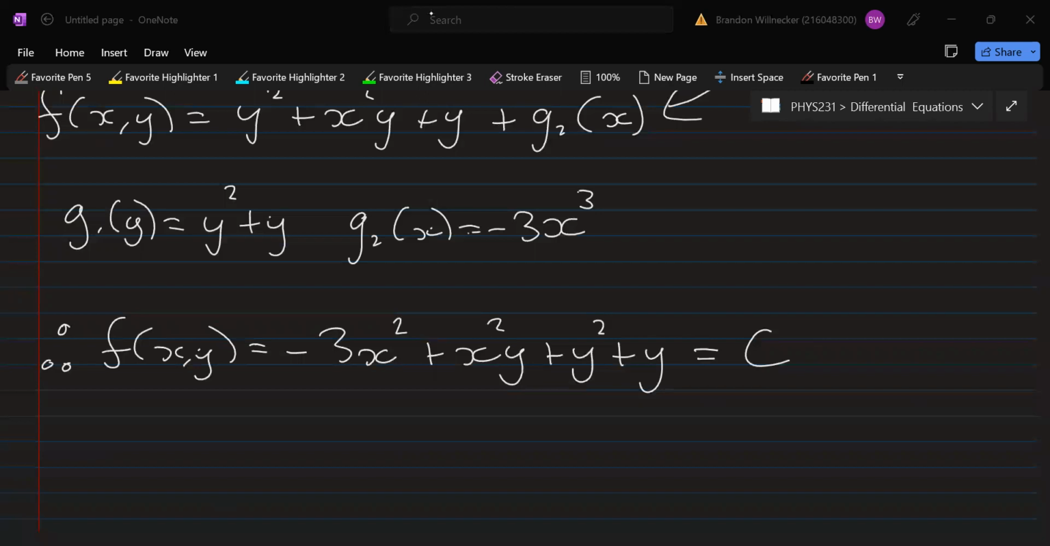Here that is possible because it's quadratic in terms of y. So we can use the quadratic formula, but that's too much work to do. So we can just leave it like this.